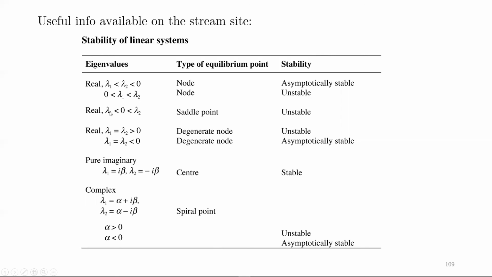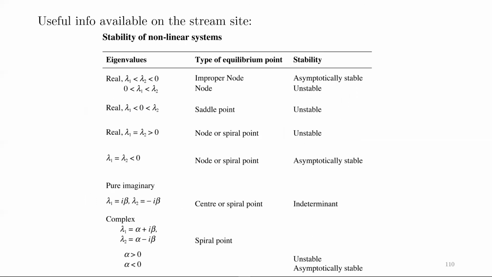So, for example, if we have real eigenvalues of opposite sign, we have an unstable saddle point. Or if we have pure imaginary eigenvalues, then we have a stable center. Okay, so that was for linear systems, but also in that useful table of information is the stability table for nonlinear systems. So for example, if I have 2 real eigenvalues which are equal, with multiplicity 1, which are negative, I have an asymptotically stable node or a spiral point. So I can tell the stability, but I can't tell the type of equilibrium point or critical point.